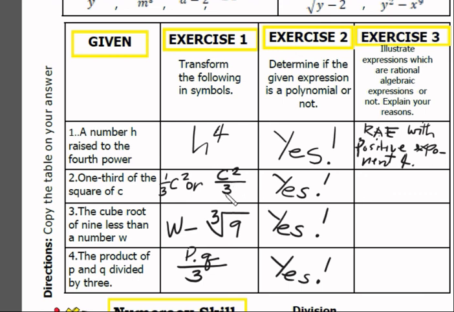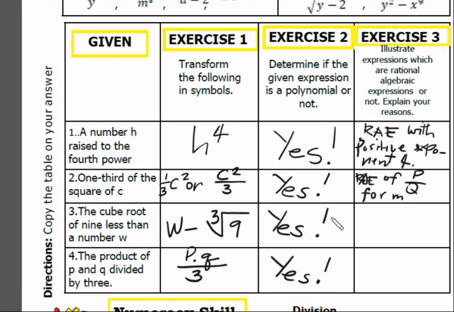Here, it's a fraction. It has the form p over q. So you can reason out as it's a rational algebraic expression, RAE, of p over q form. There. How about number 3?